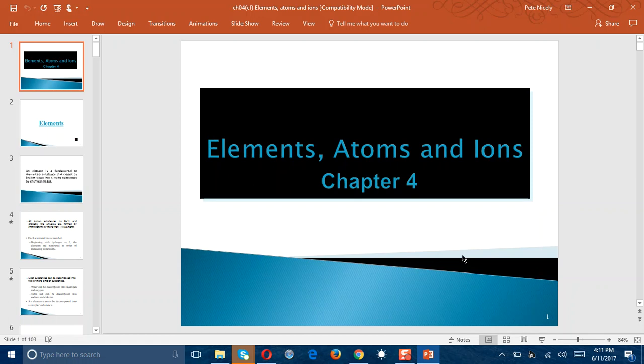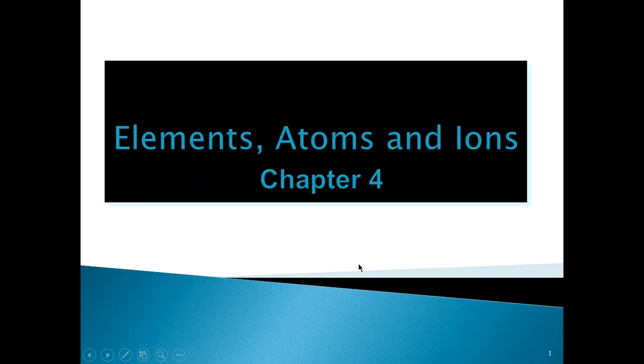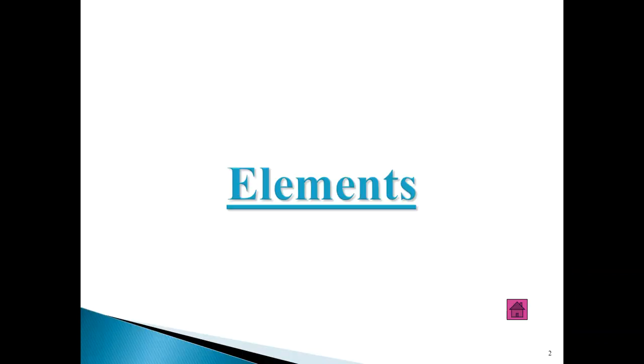Okay, so now we're going to start with chapter 4, and as you can see on your screen, chapter 4 deals with the topic of elements, atoms, and ions. So this is basically an introduction to these different concepts. So let's talk about elements firstly.